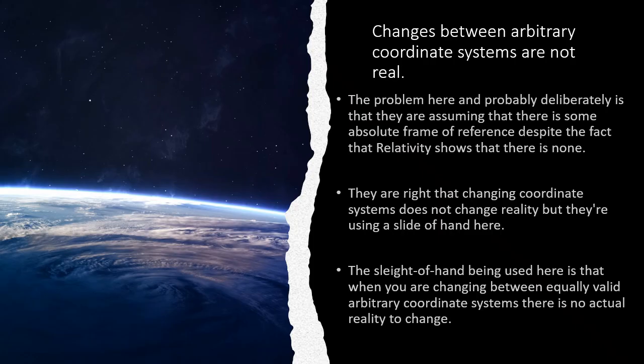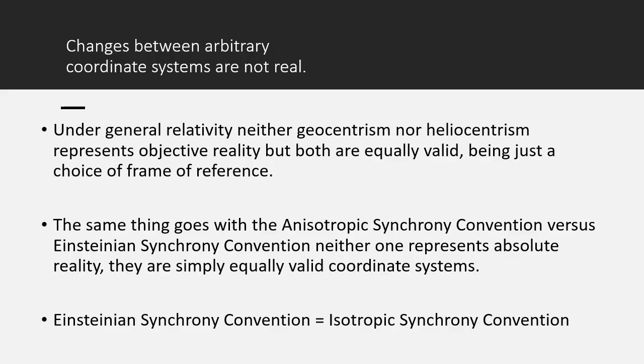They are right that changing coordinate systems does not change reality, but they are using a sleight of hand here. The sleight of hand being used here is that when you are changing between equally valid arbitrary coordinate systems, there is no actual reality to change. For example, under general relativity, neither geocentrism nor heliocentrism represents objective reality, but both are equally valid, being just a choice of a frame of reference. The same thing goes for the Anisotropic Synchrony Convention versus the Einsteinian Synchrony Convention. Neither one represents absolute reality. They are simply equally valid coordinate systems.